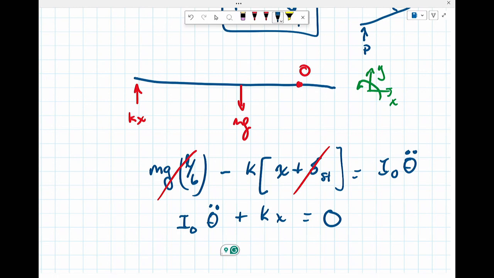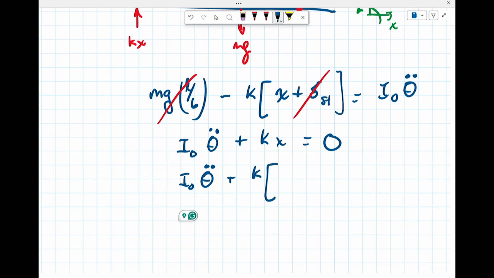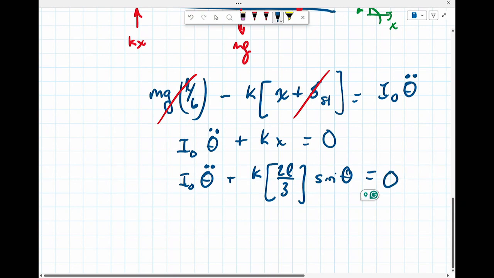So I know x is at the end of the rod. The rod is 2/3 L. That's my radius. And I can rewrite this as I naught theta double dot plus k times 2L over 3 times sine of theta equals 0. So this is looking a little bit better because I have everything in terms of theta. I've just done a switch for the displacement in terms of the arc length.